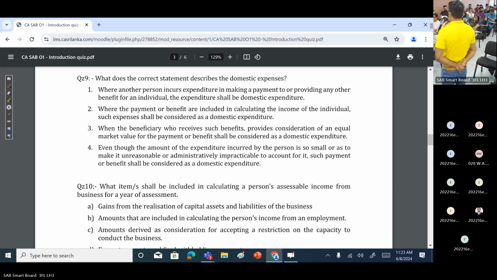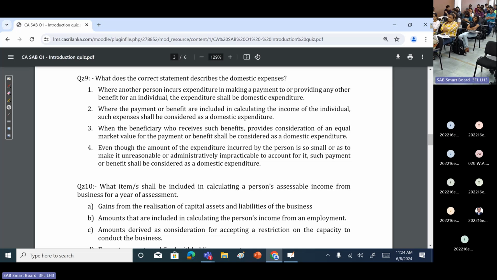It could be meals, traveling, health, medical benefit, entertainment, or whatever. Entertaining others could be treated as domestic expenditure. Remember, domestic expenditure is not deductible expenditure. This is disallowable. So the first statement says, he is asking what is the correct statement.